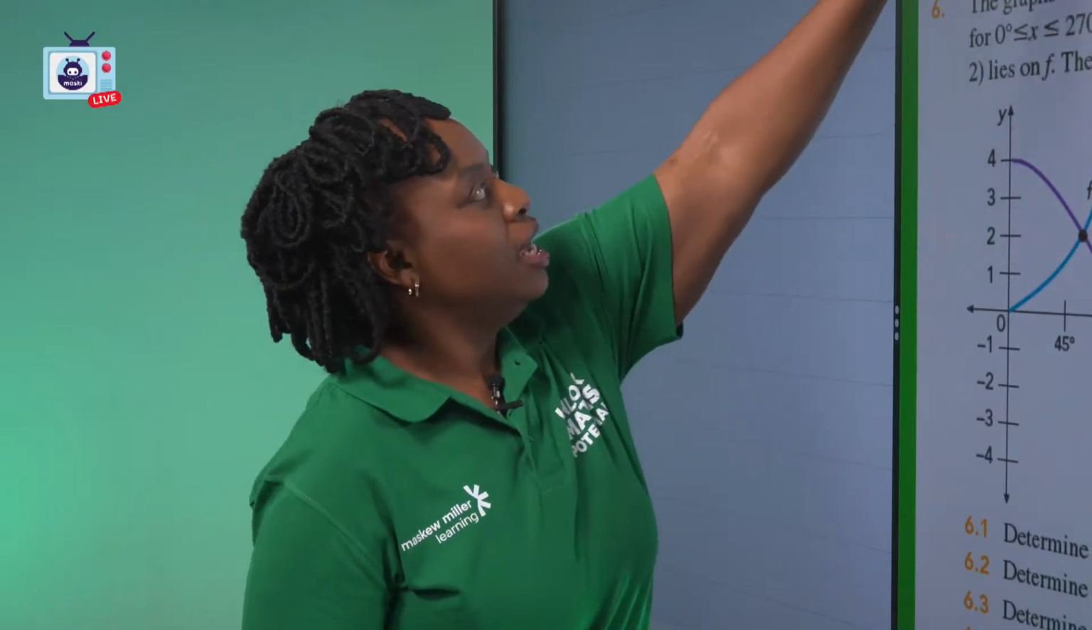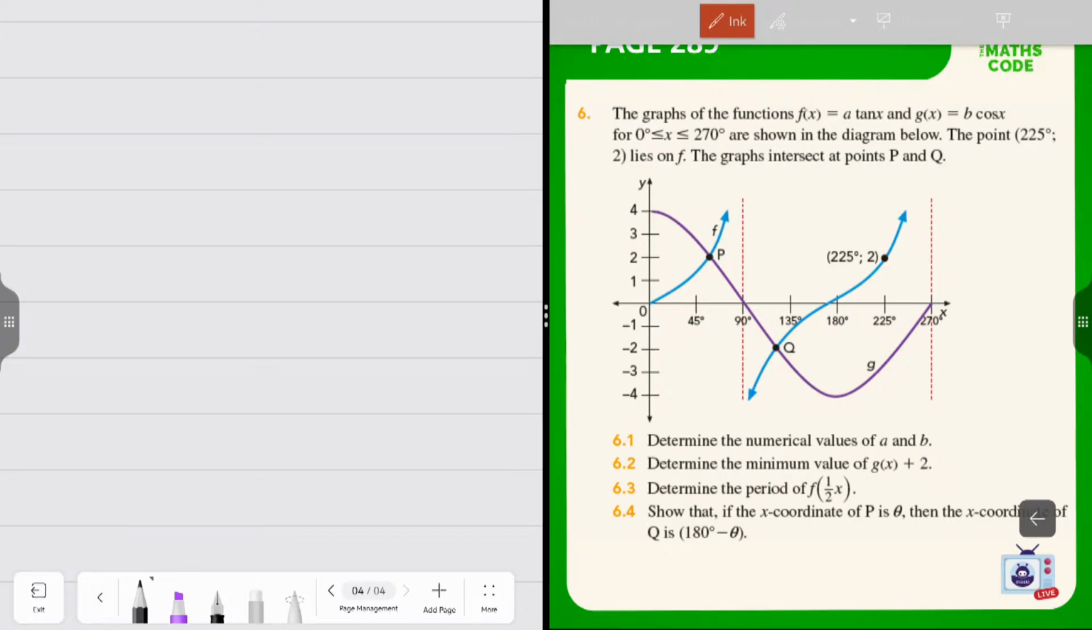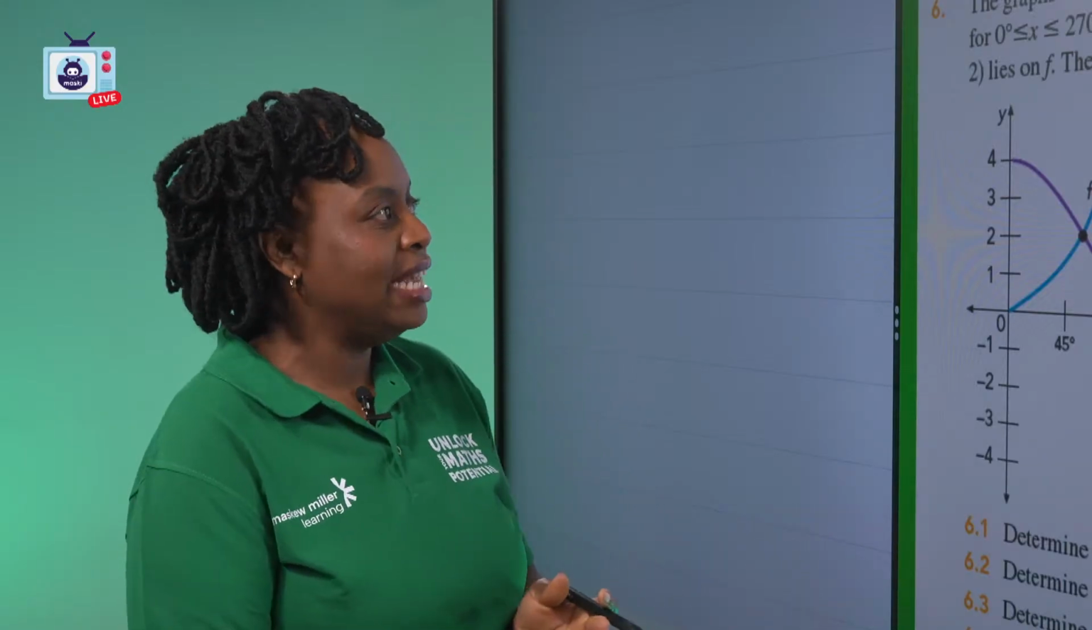Okay, let's check the graphs of the function f of x equals a tan x and g of x equals b cos x. For the fact that they have done this, it's actually giving us an idea to say there is something that had happened, and I need to know what that is. If you can remember what those parameters are and what they do, you get your marks right from the start.